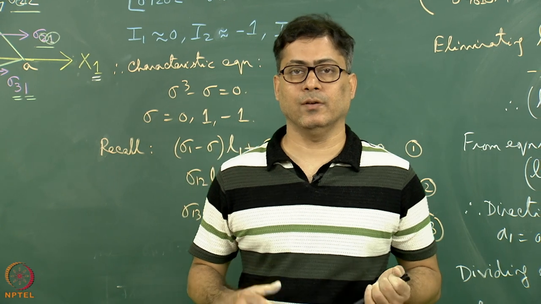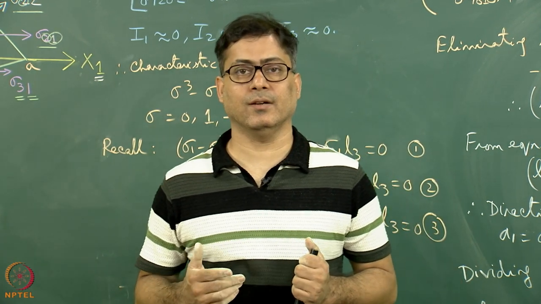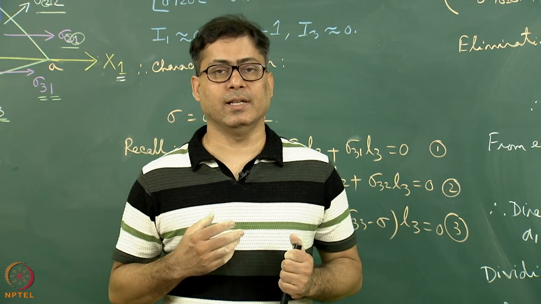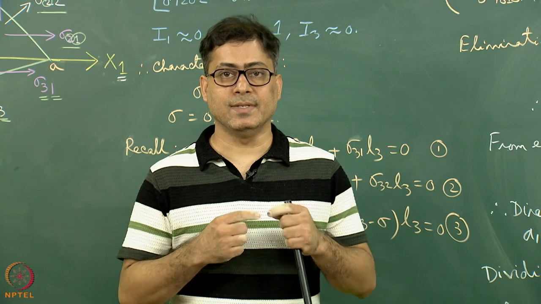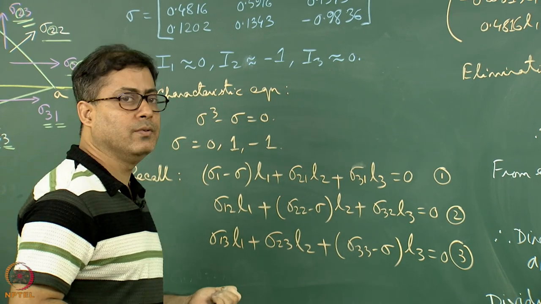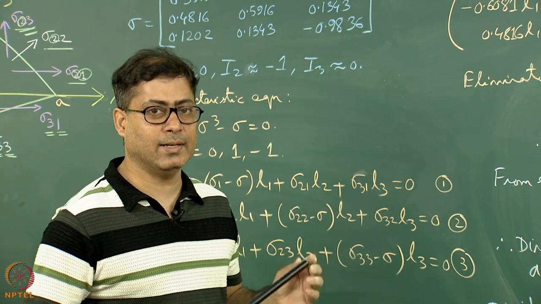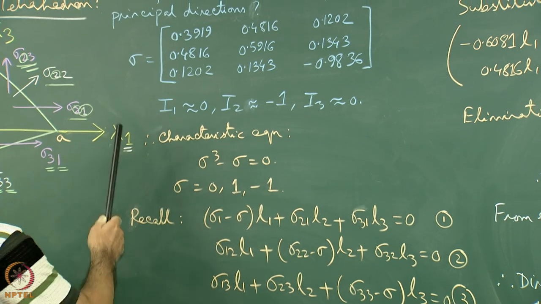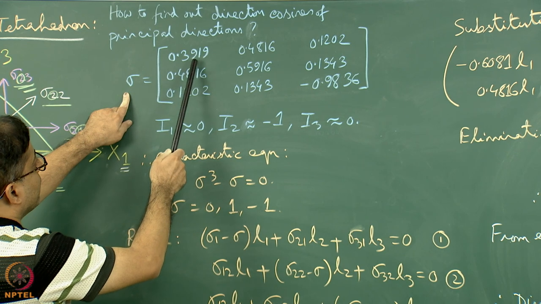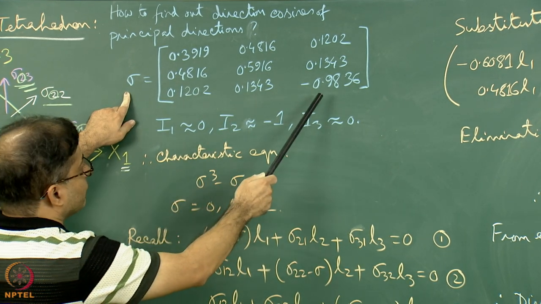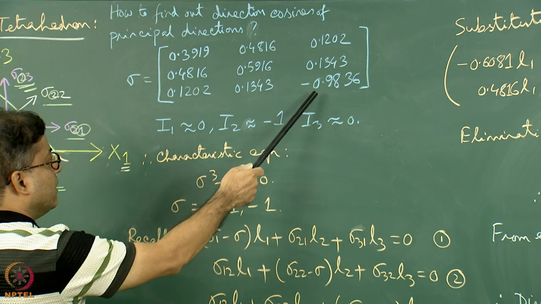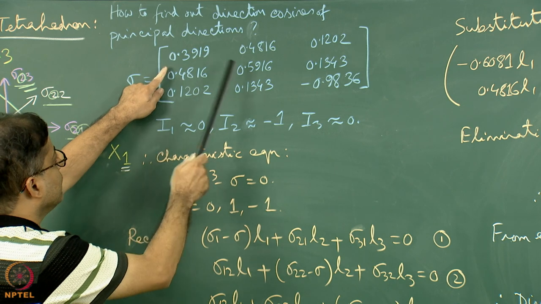We have seen that by solving the characteristic equation, one can find out the principal stress magnitudes. Now we want to find out the direction cosines of the principal directions along which the principal stresses are acting. For this we will solve a numerical example and the explanation will be easier. So here we take a stress regime with such magnitudes of stress: 0.3919, 0.5916 and minus 0.9836. Suppose plus indicates compressive stress, then minus will indicate extensional stress. These three are the normal stresses.